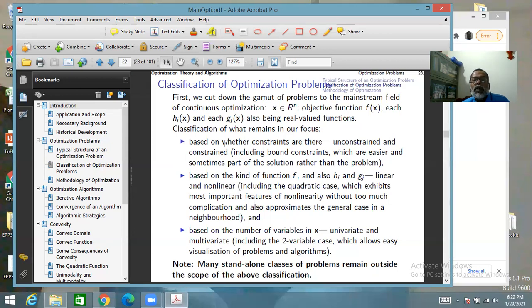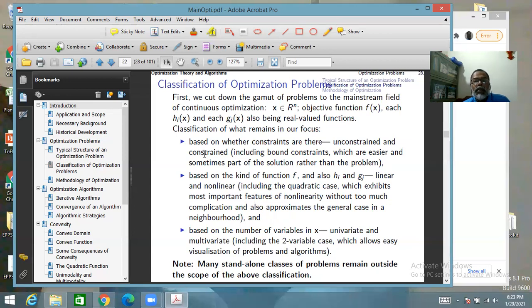First of all, whether constraints are there or not. That makes a big difference. If there are no constraints, then the entire space is the domain. Then you call the problem unconstrained optimization. On the other hand, if there are constraints, equality, inequality, or both, then you will be talking about constrained optimization. And this is going to be more difficult, typically.